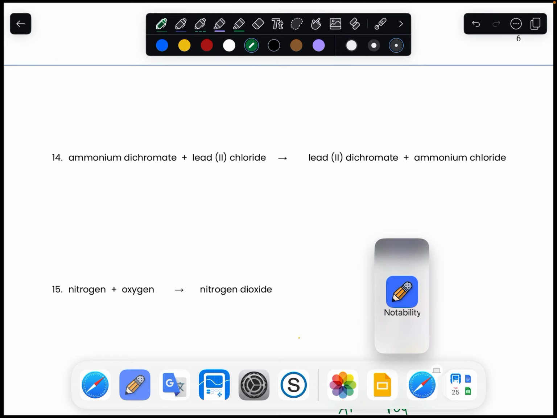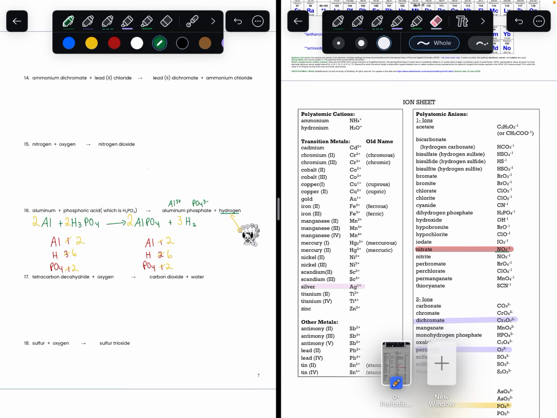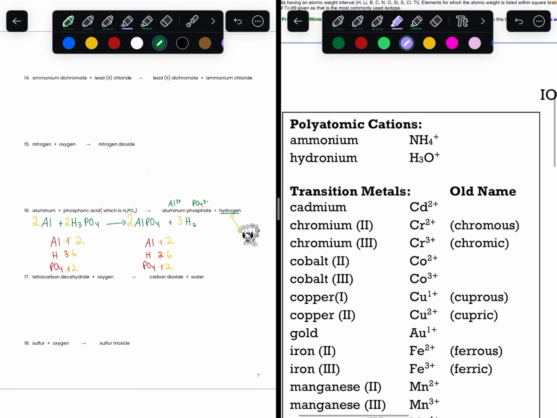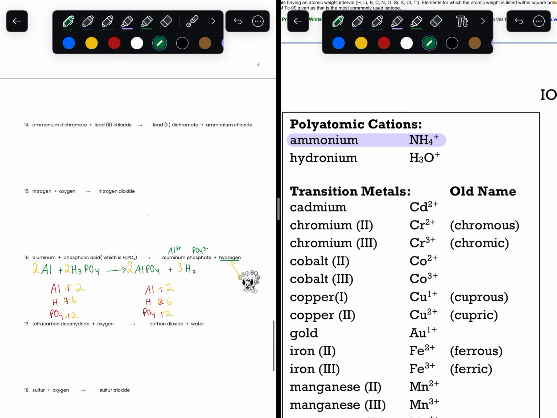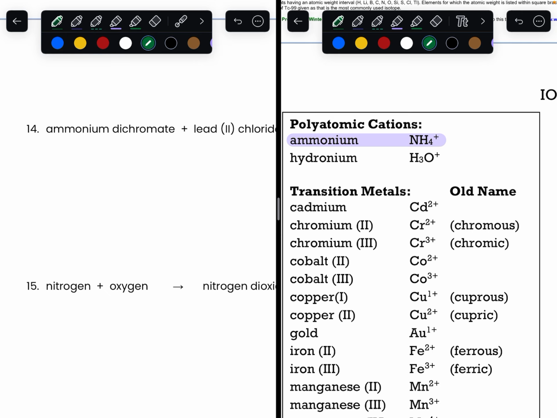Ammonium is what we call a polyatomic cation, so it's from the back of the periodic table. Even though it is made of entirely nonmetals, it has a positive charge, so we treat it as if it's part of the metal part of our formula. So ammonium is NH4 and has a +1 charge.